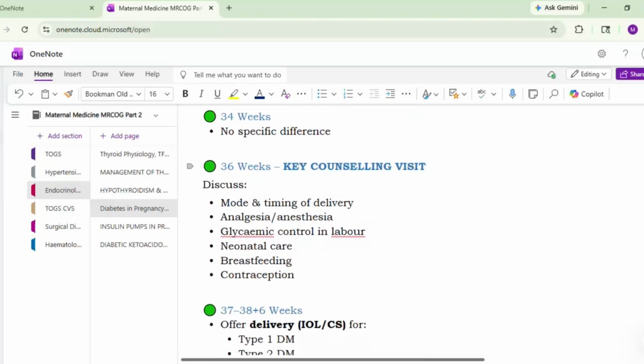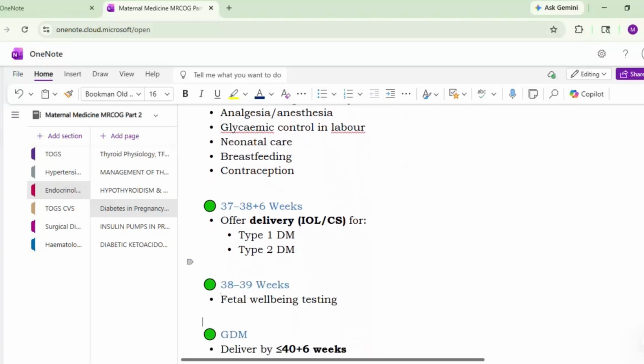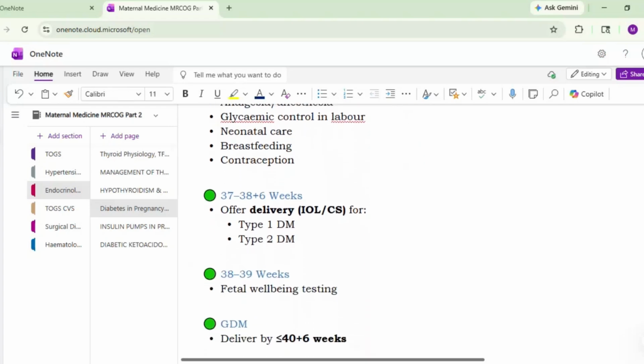At 36 weeks we have to counsel about the mode and timing of delivery, analgesia and anesthesia, glycemic control in labor, neonatal care, breastfeeding and contraception. Between 37 to 38+6 weeks of gestation, we will offer delivery, either induction of labor or cesarean section, to type 1 or type 2 diabetes mellitus.